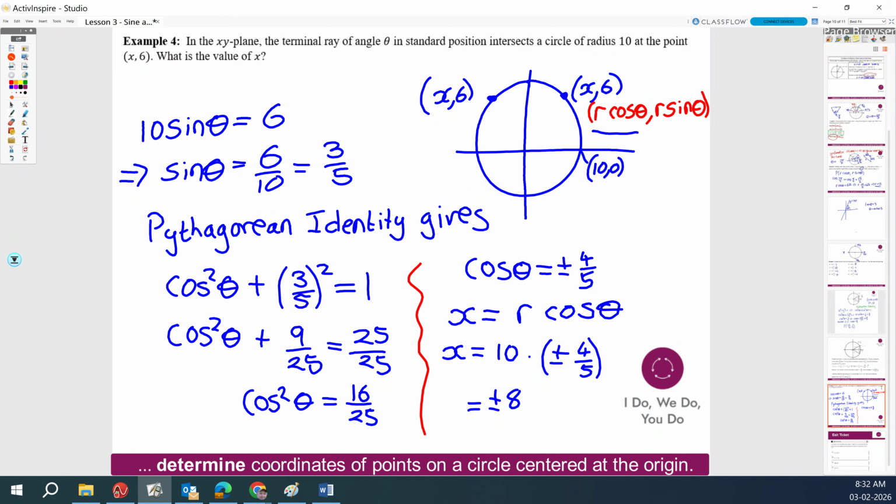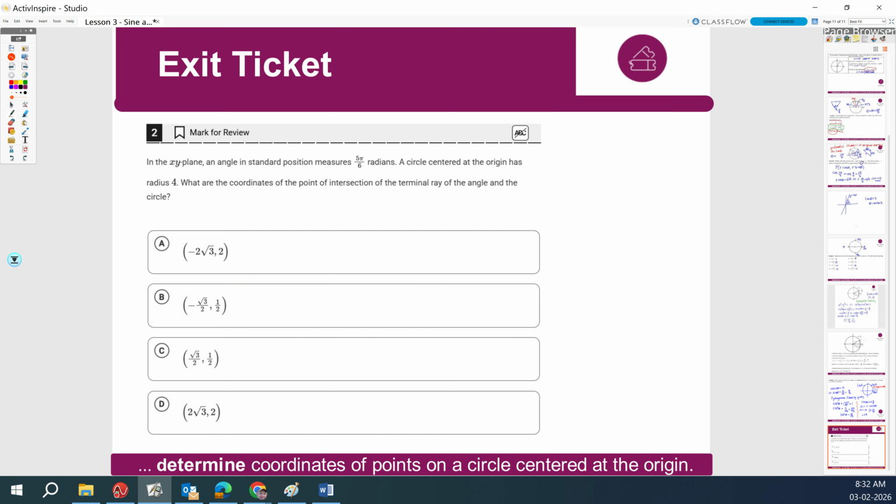That's because the reason it's called the Pythagorean identity is it's based on Pythagoras' theorem. So the two are always going to be able to solve the same problems technically. All right, take the last exit ticket question for this one. We've got 2 minutes. Pause at home.